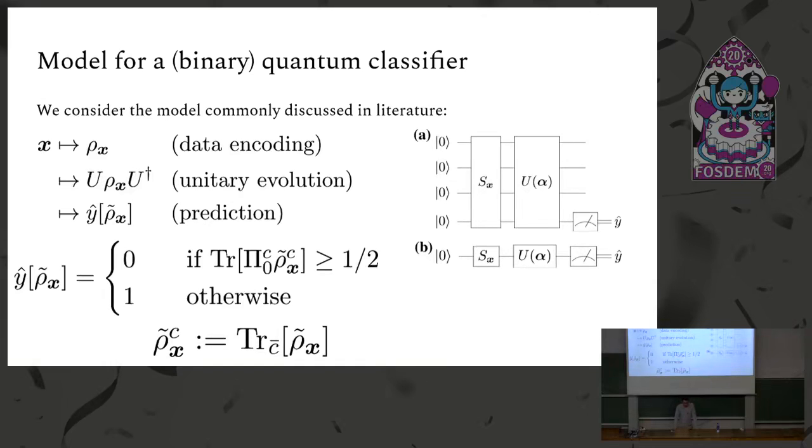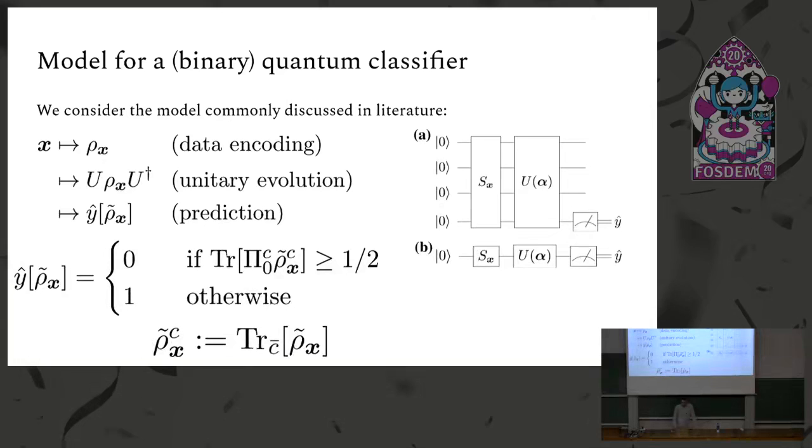And the way we get the prediction is by doing a measurement of a single qubit, and we do the classification as follows. So if we measure the qubit 0 more often than we measure it 1, we assign it to the class 0. You could call it anything, but call it class 0. And we assign it to the other class, call it class 1, if we measure 1 more often than 0.